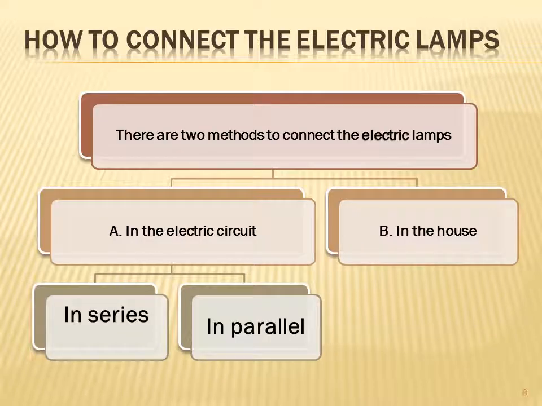Then if I want to connect many lamps together, how can I do that? Of course, I can't choose only one lamp each time. Sometimes I need more than one lamp in the same room. How can I connect electric lamps together? There are two methods to connect electric lamps, whether in the electric circuit or in the house. In the electric circuit, there are two ways to connect lamps: in series or in parallel.